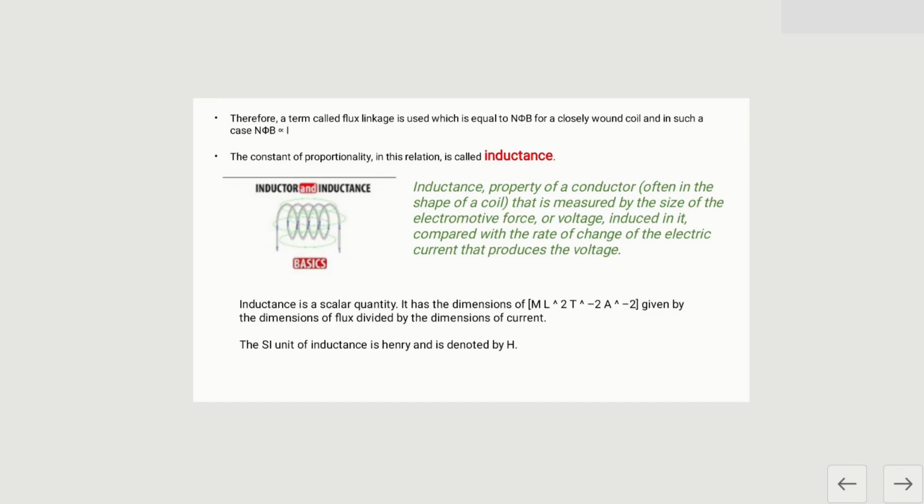Inductance is a scalar quantity and its dimensions are given by M L squared T to the power minus 2 A to the power minus 2, that is, the dimension of flux divided by the dimension of current. This is how the inductance dimension is calculated. The SI unit of inductance is the Henry, named after the scientist who first introduced this phenomenon. So this is basic inductance.